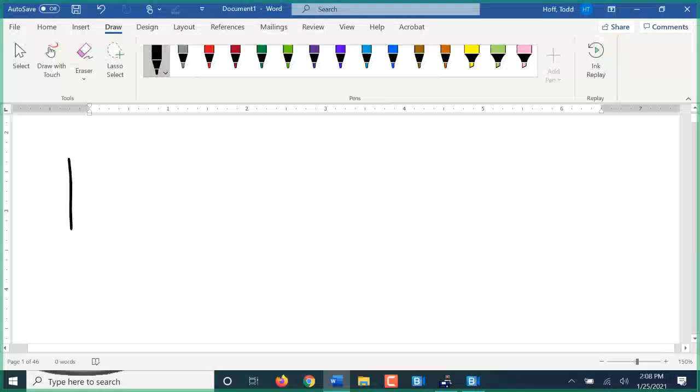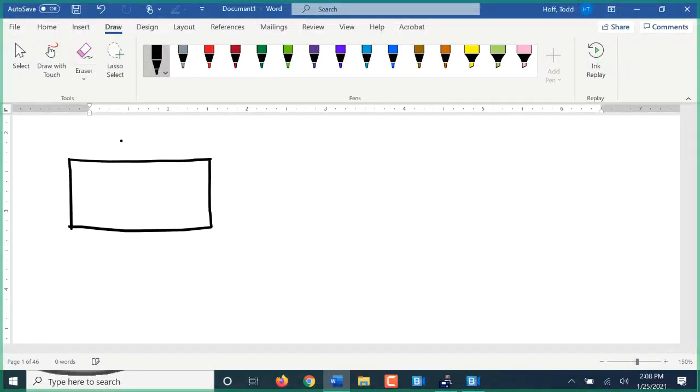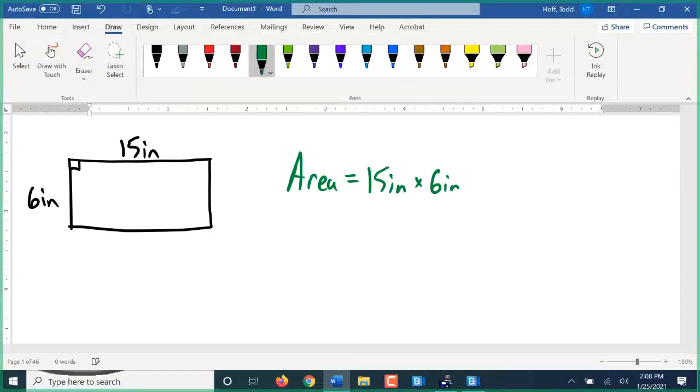So if I have a rectangle, and its length is 15 inches, and its width here is, let's go 6 inches. I'll put a right angle in the corner there so we know that it's a rectangle. Area, we found by doing what? 15 inches times 6 inches, yep. And yeah, we're going to multiply the counts. 15 times 6 is 90. And we also multiply the names. Inches times inches is squared, so 90 square inches.